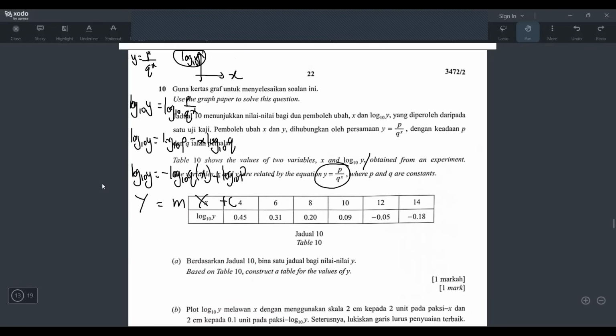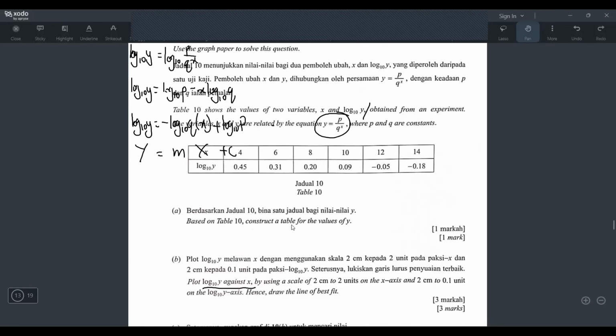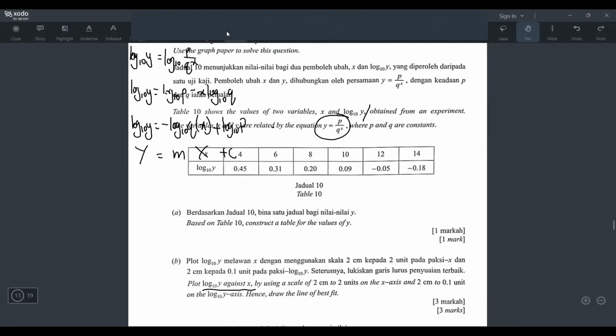All right, after we do this part, now only we start to answer question A. Question A says what? Based on table 10, construct a table for the values of y. I'm going to tell you something about this question. This question does not follow the usual format. Usually in a linear law question, the table they give must be X and Y, and you yourself have to convert the X and Y to the new X-axis and the new Y-axis. Usually that's what they ask in the linear law question.